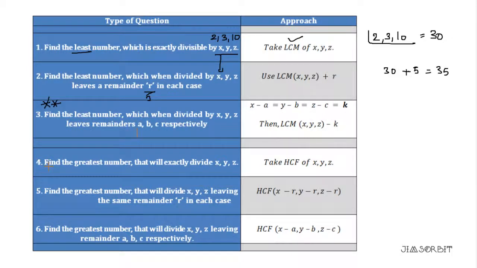Okay, question 4. Find the greatest number that will exactly divide x, y, z. Now if you see, this is not the double line, nothing is there. This was the LCM case, now it's the HCF case. If the number is dividing some other numbers, this time find the number that will divide x, y, z. It was divisible there. If it is divisible, we find the LCM. If it is dividing some other number, we find the HCF. So the number that can divide 10, 15 and 20, what is the highest number that can divide? Obviously it is 5, and 5 is the HCF.